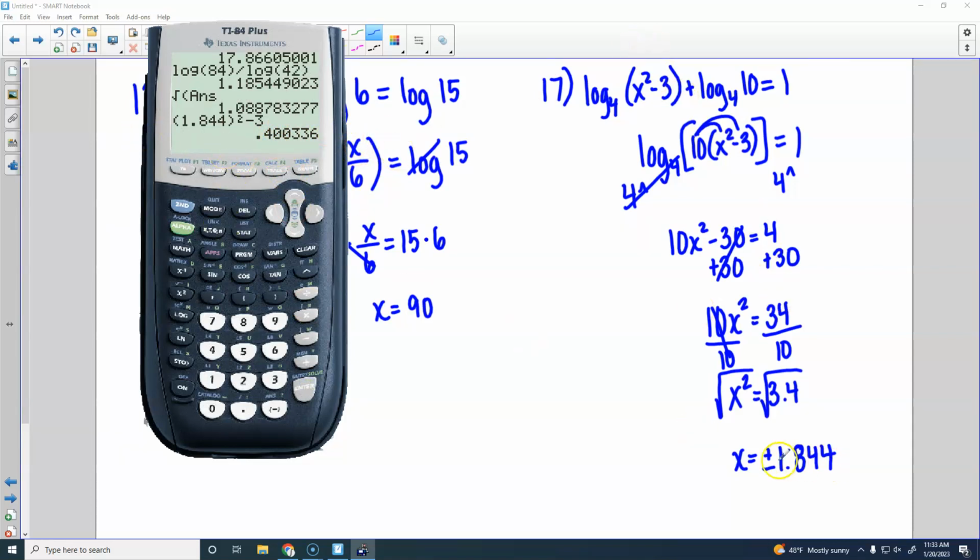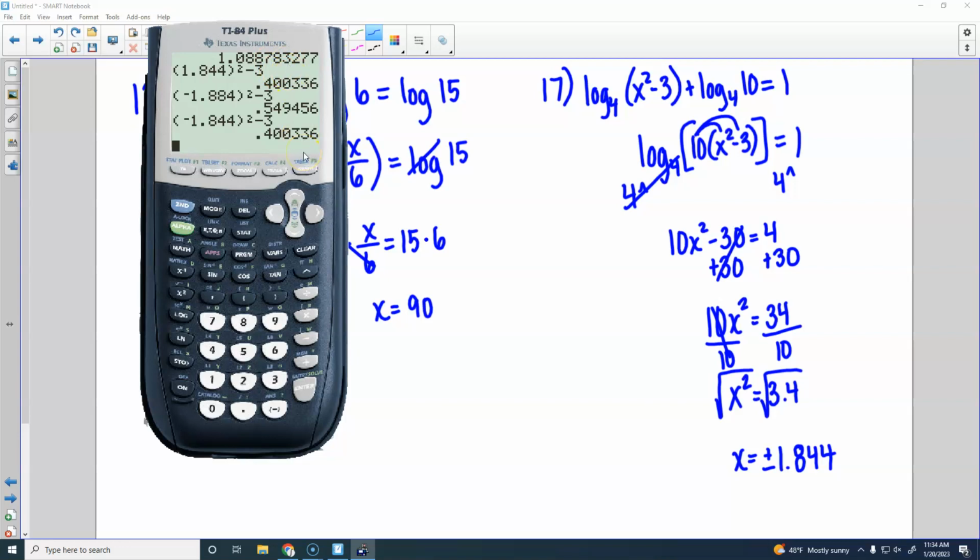Is it going to be any different if I plug in the negative? It is not. As long as you type it in the calculator correctly, we'll get that same number. Because you would have to do negative 1.844, close your parentheses, square it, minus 3. You'll get the same number. But I typed it in wrong. Let's try that again. There we go. So you'll get that same number.